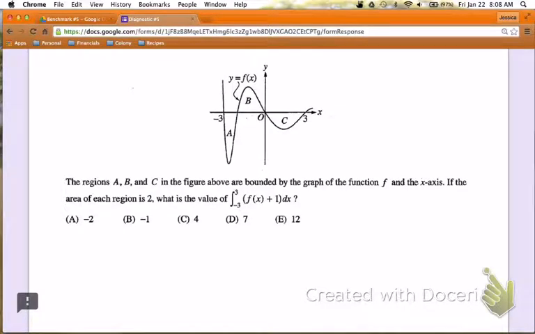The regions A, B, and C in the figure above are bounded by the graph of the function f and the x-axis. It says if the area of each region is 2, what is the value of the integral from -3 to 3 of f of x plus 1?